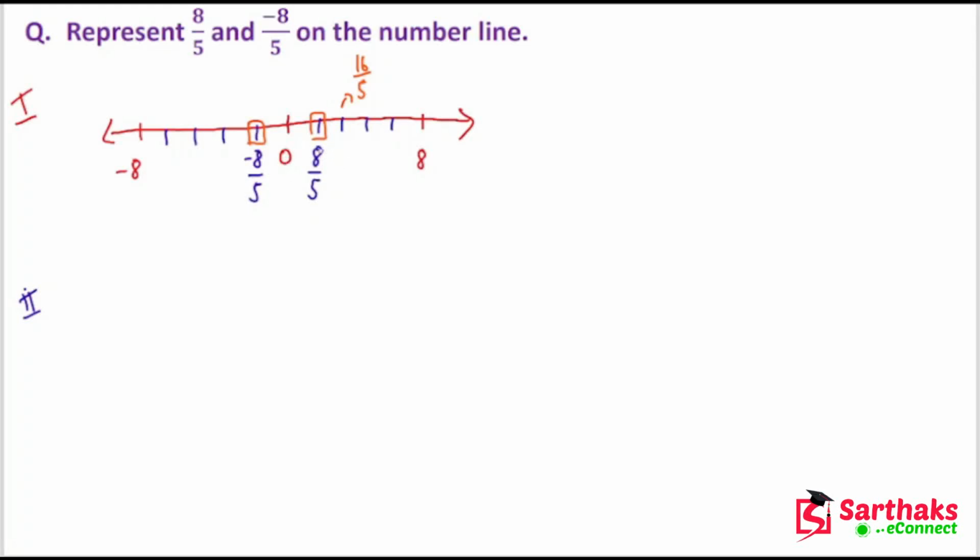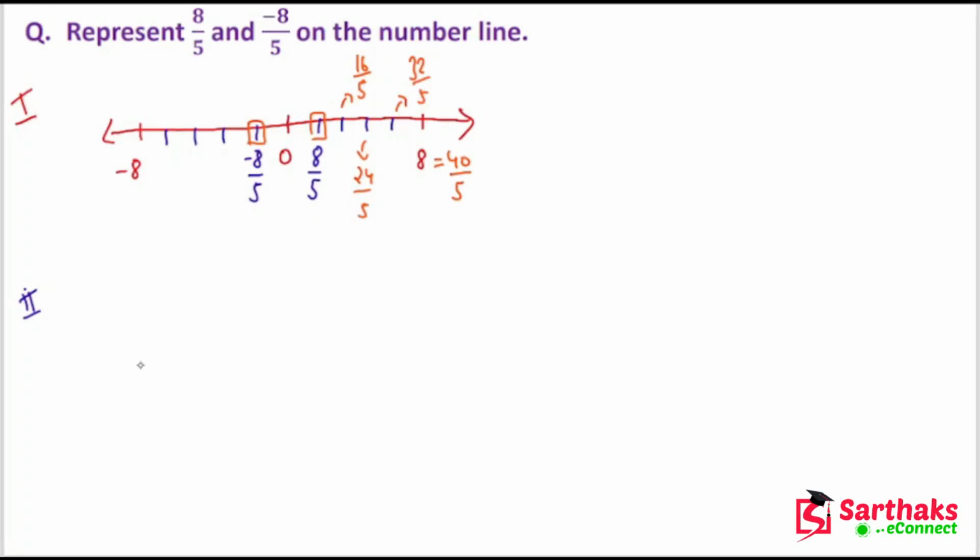So if after 0 comes 1, then it will be 8 into 1, that is 8 upon 5. After that 2 comes, so it will be 8 into 2, that is 16 upon 5. After that 3 comes, so it will be 8 into 3, that is 24 upon 5. And after it 4 comes, so it will be 32 upon 5. And after 4, you know 5 comes, so 5 is what? 8 into 5, that is 40 upon 5. So you are very curious to know what the other points represent. Other points are nothing but the table of the numerator, right, with the denominator being the same.